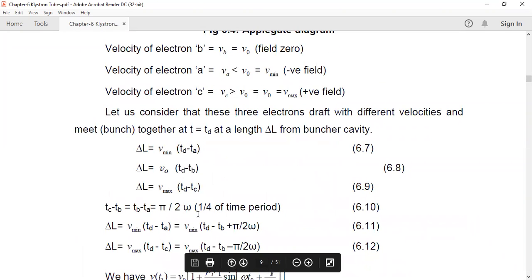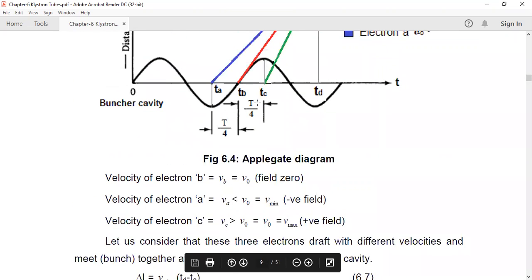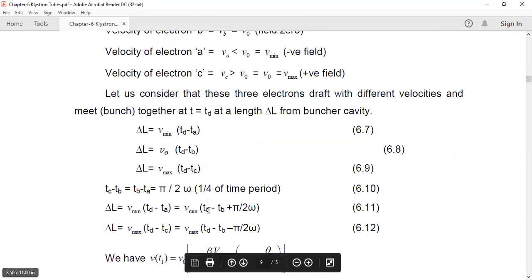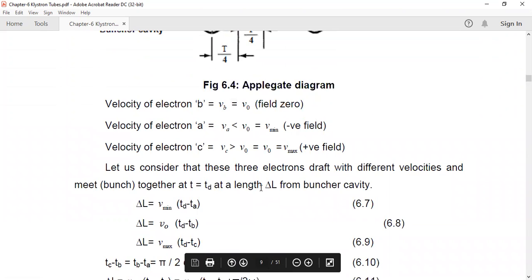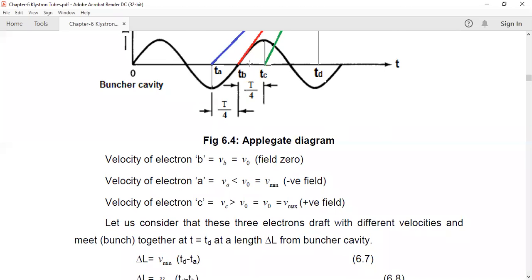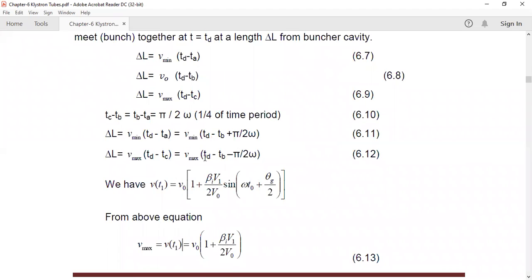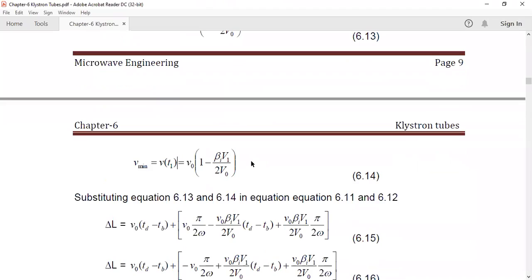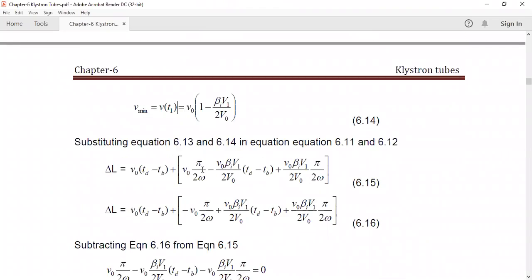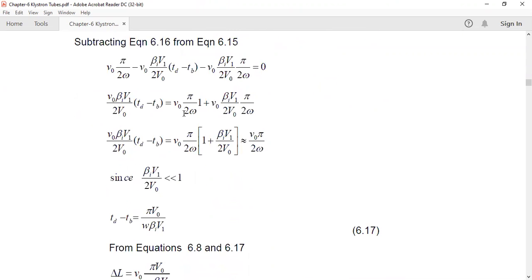So TA, TB, TC. The spacing between two times is pi by 2 omega, that is 1/4 of the time period. This is 1/4 of the time period, so that we can remember. From this you can write. These are general things only. By substituting, you can take two equations, substitute and compare.